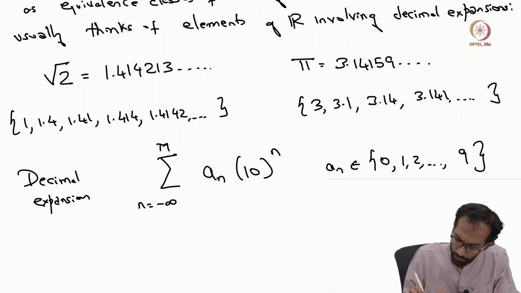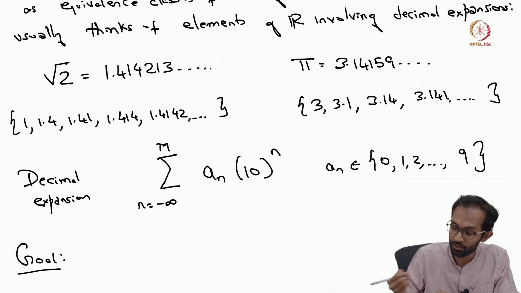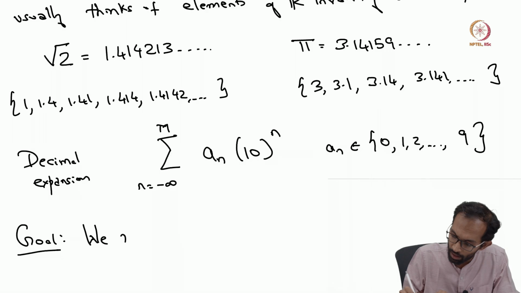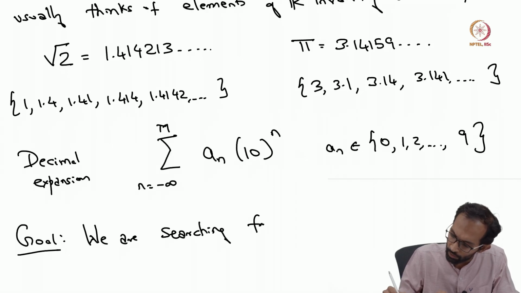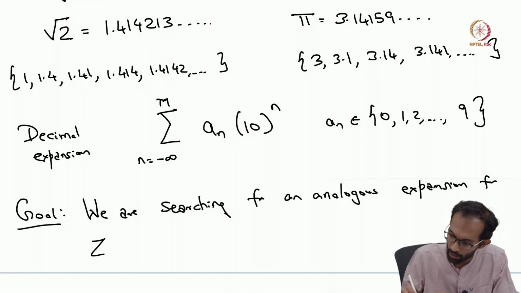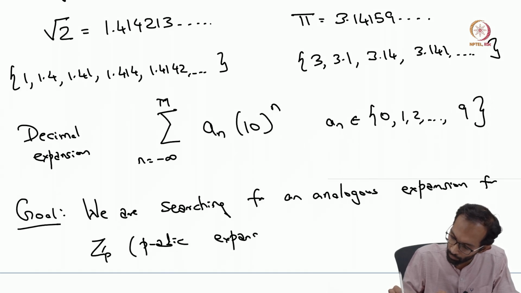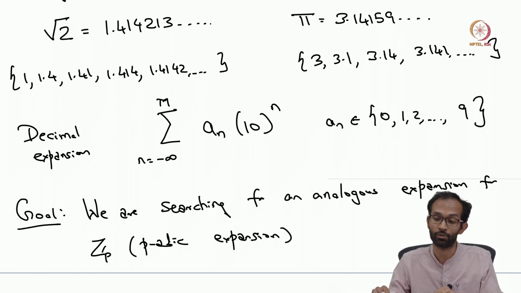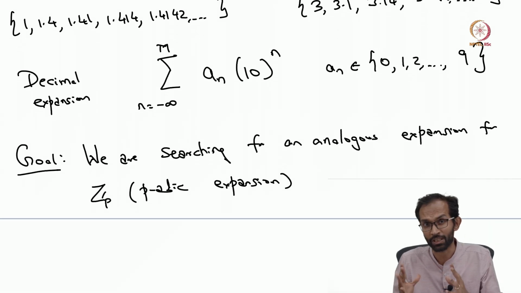Okay, and so the goal is to consider analogs of decimal expansions for p-adic integers. So we are searching for an analogous expansion for Z_p, and this expansion is what we call the p-adic expansion. Again, the whole goal is we don't want to think of elements of Z_p as equivalence classes of Cauchy sequences, but rather we want to work with some specific p-adic expansion.